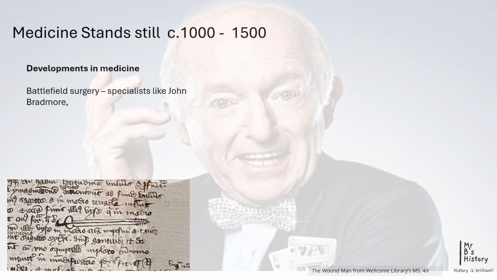So battlefield surgery developed. John Bradmore, you can see a little picture from his original description, designed a tool that would remove an arrowhead from the face of the future Henry V. A very, very painful operation to screw something into his cheekbone and then grab hold of the arrow and pull it out. He survived, but if you look at lots of the portraits of Henry V, they only show him side on with his good side and not the massive scarred side.